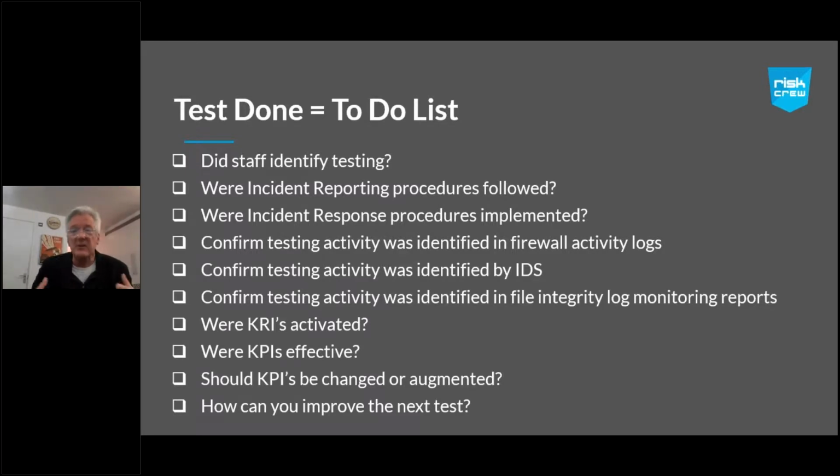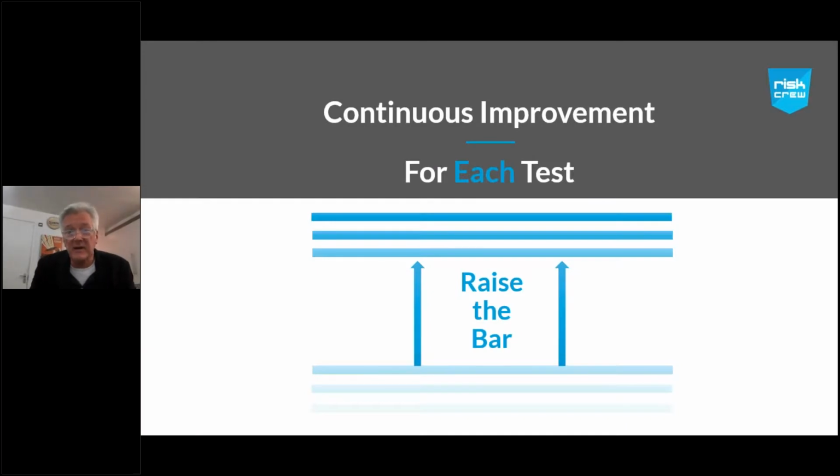All right, so take the test results, go back in and look at the landscape of everything you've put in place and see the impact of the testing, to provide the answers. Do I need to change my KPIs, or can I improve the next test? Because that's what it's all about, right? Continuous improvement. This is what we should be doing with each and every test.